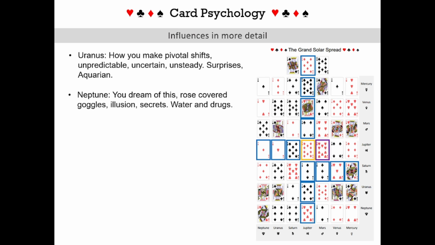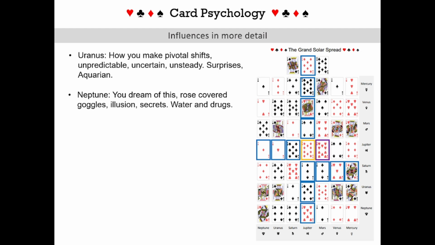And then Neptune, what we dream of, the rose-colored goggles, illusions, secrets. It also rules water and drugs. It only has one Neptune. They only have one Neptune card. So this is their Neptune card. They're direct. And then you can just see Mercury, Venus, Mars, Jupiter, Saturn, Uranus, Neptune. So just one card there. And again, their Neptune, if they can meet a person that's a 3 of Spades, they're going to see the best in this person. It's going to be someone that they think is just perfect. Until one day they don't.